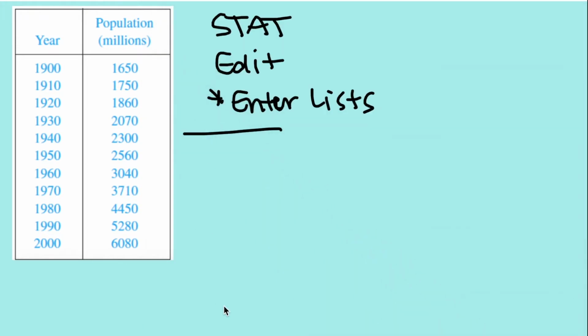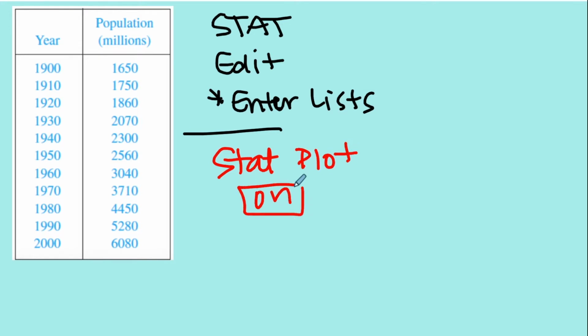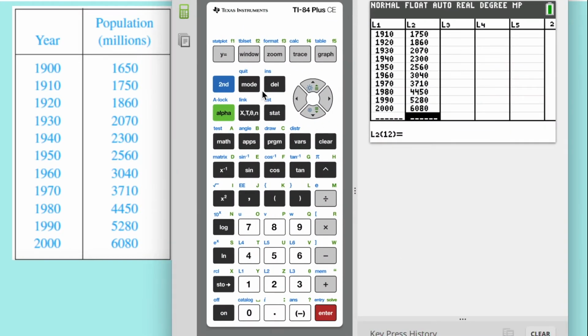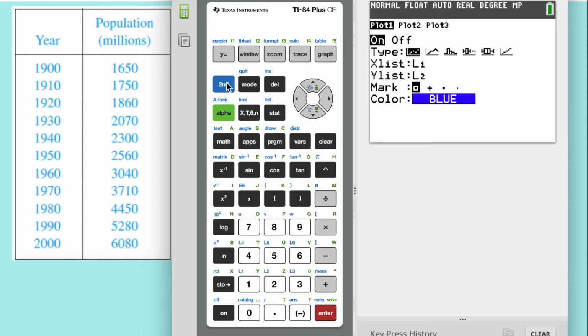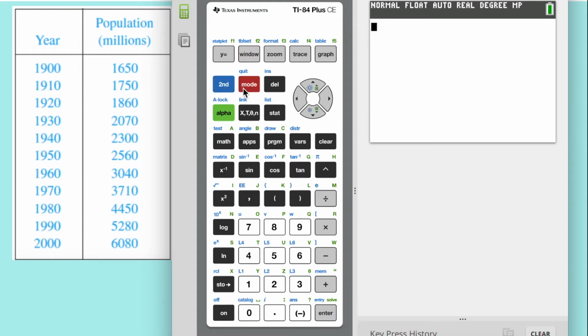So the first thing we did, I'd probably write down the steps, is we went Stat, Edit, and then we entered our list. Now from here, we're going to hit Stat Plot and turn it on. Okay, so I'm going to walk through those steps. Stat Plot is above your Y equals, so we're going to go second, Stat Plot. Right now it's turned off. I'm going to turn it on for plot 1. Okay, and then I'm going to exit that. So second, quit.